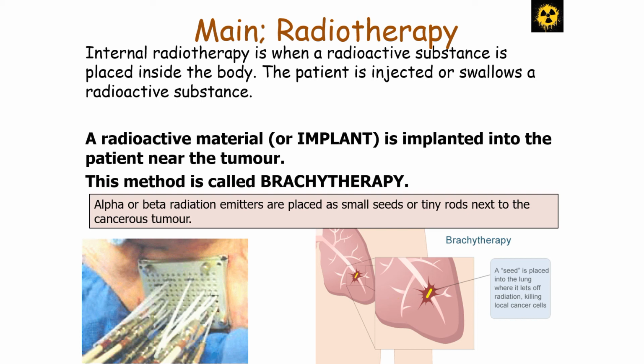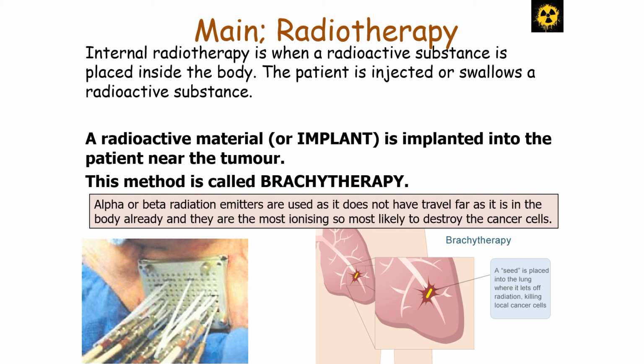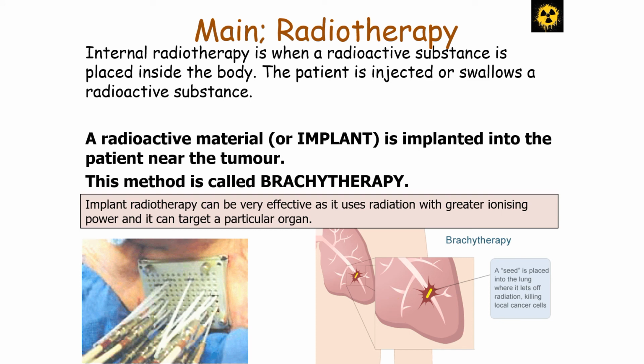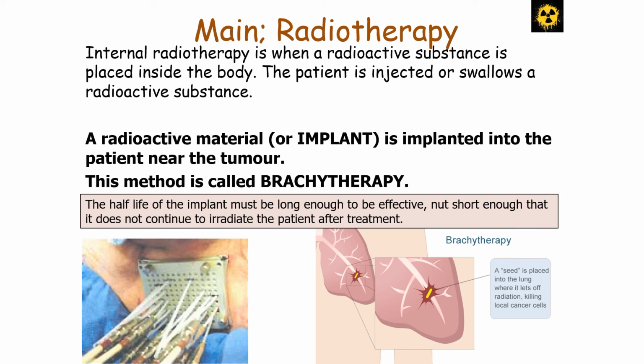to cancerous tumours. Now, alpha and beta radiation emitters are used because they don't have to travel far, as it's in the body already, and they're the most ionizing type of radiation, so are the most likely to destroy cancer cells. Implant radiotherapy can be very effective, as it uses radiation with a greater ionizing power than external radiotherapy, and it can target a particular organ. Now, the half-life of the implant must be long enough to be effective, but short enough that it doesn't continue to irradiate the patient after treatment.